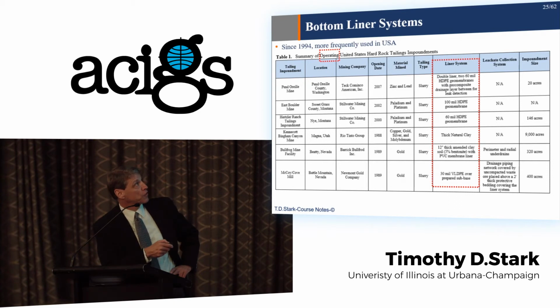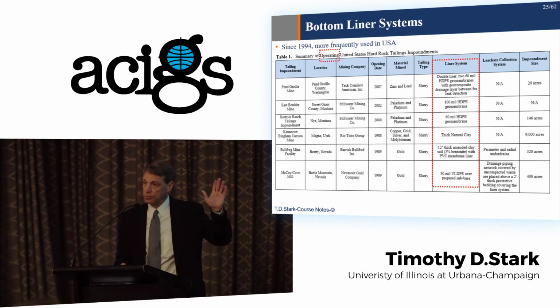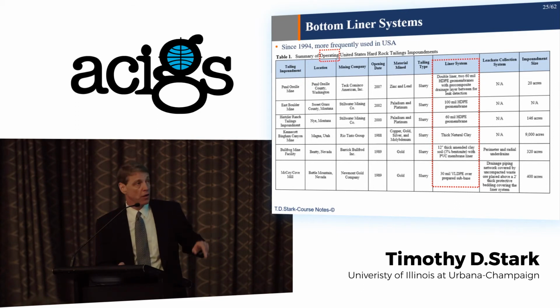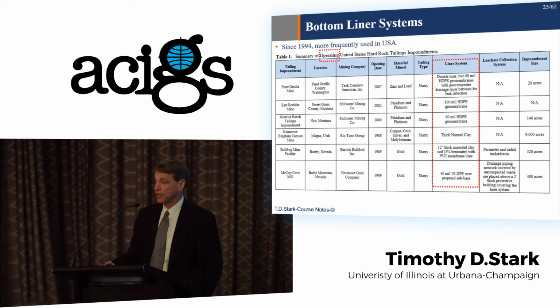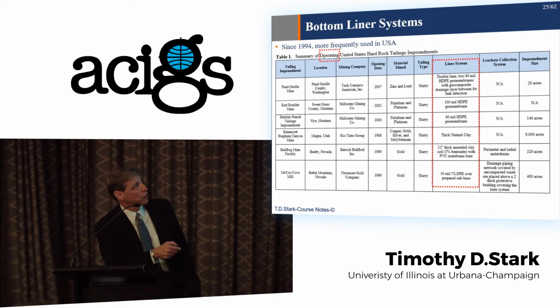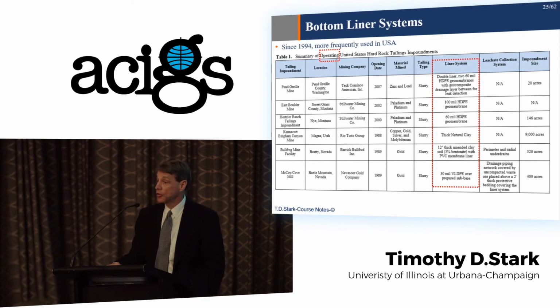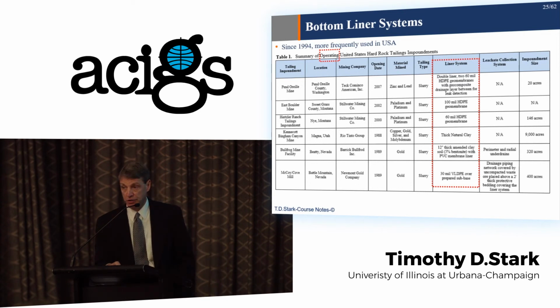So this first table is for operating facilities, and I looked at hard rock, or I just put up hard rock tailings impoundments. Okay, so this is what's operating. So the box with the red dash over here summarizes the liner systems currently being used in the US for hard rock. So you can see, first one's a double liner, 2 60 mil HDPE geomembranes. Next one's a single liner, but it's 100 mil HDPE instead of 60 mil. So a little better puncture there.